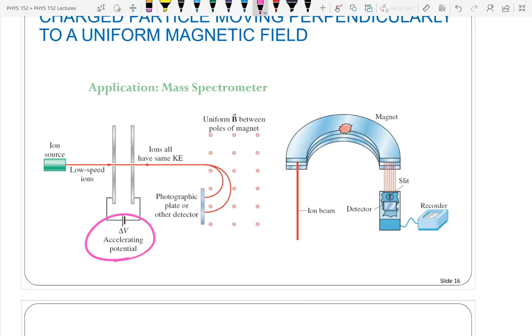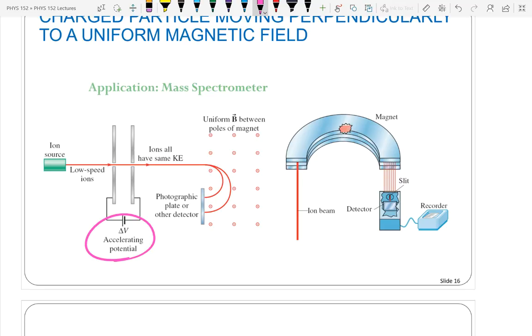There is a little uncertainty in the speed because you didn't know what the low speed was. But the bigger the high speed, the less we care about that uncertainty, because it becomes negligible. So that first stage is speeding them up so we have a known speed. Then you put them in a magnetic field, and the radius is going to be mv over qB. We make the assumption that they're singly charged.